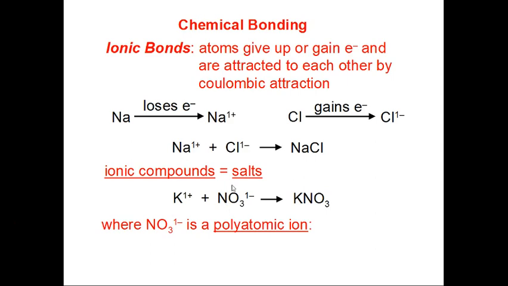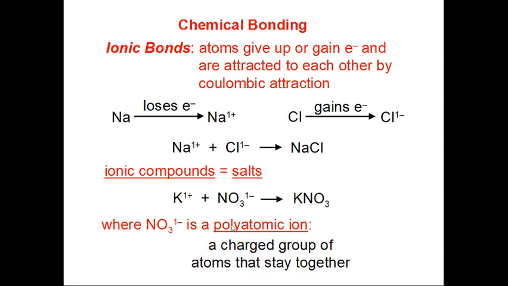Now check it out. Chlorine was by itself gaining an electron. NO3 is two different elements, nitrogen and oxygen. And so it's something that acts like an ion, but it's actually more than one atom. Check out the name here, a polyatomic ion, more than one atom. So it's a charged group of atoms that stay together. And what's cool about polyatomic ions is that there's a page in your yellow sheet that lists off all of the polyatomic ions, and so you never have to memorize them, and you'll always be able to see what they are and what their charge is.